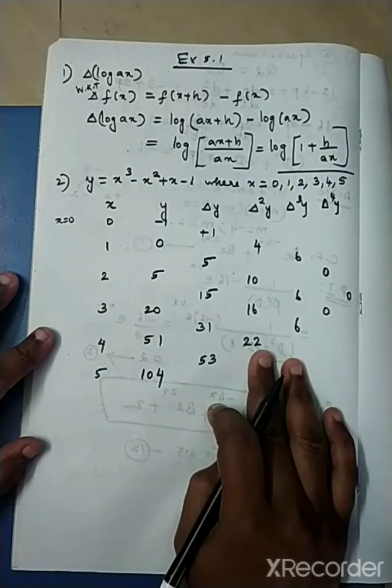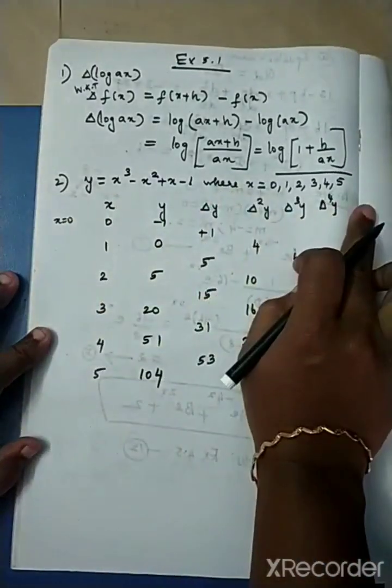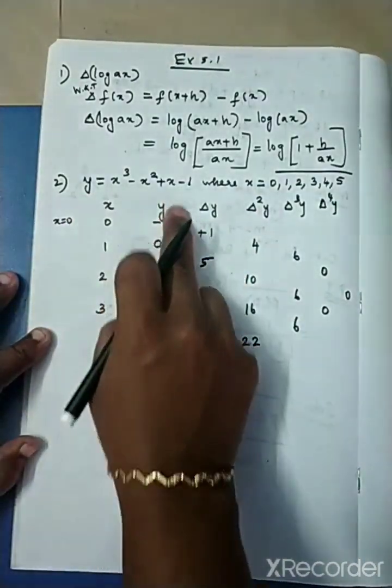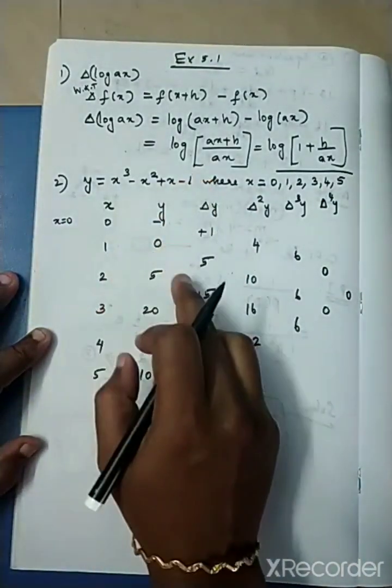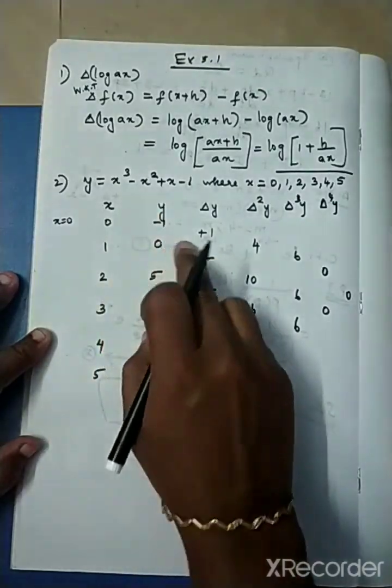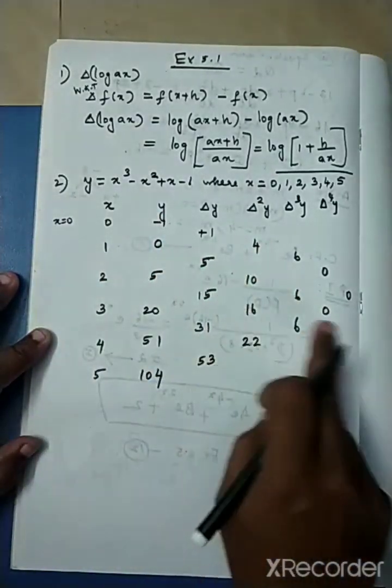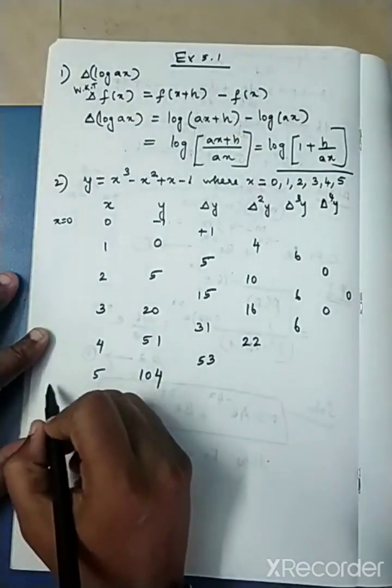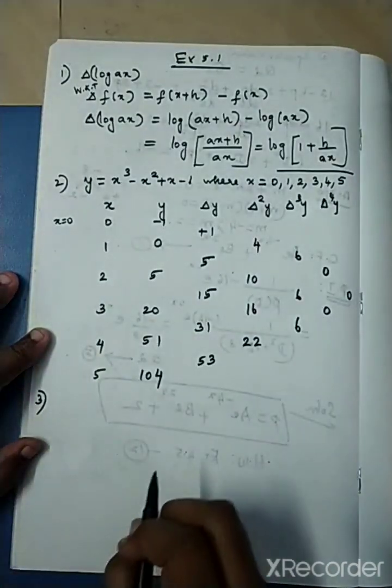Now what I did, I just substituted the values of x in this polynomial and I found out the values of y. Then I started subtracting one by one and I started placing the results in between those. Okay, now coming to the third problem.